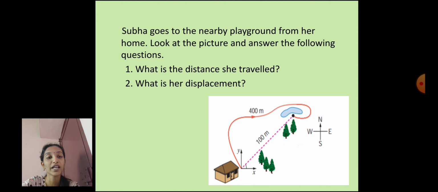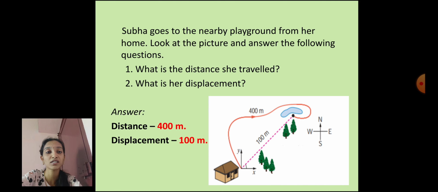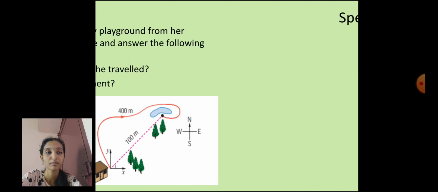What is distance? Distance means the total length covered by an object. So the red line indicates the distance. And what is displacement? Displacement is nothing but the shortest distance from the point A to the point B. The pink dotted line represents the displacement. So the answer is: the distance is 400 meter and the displacement is 100 meter.